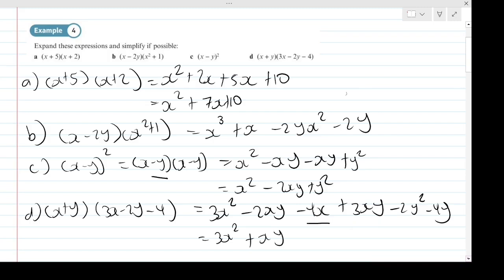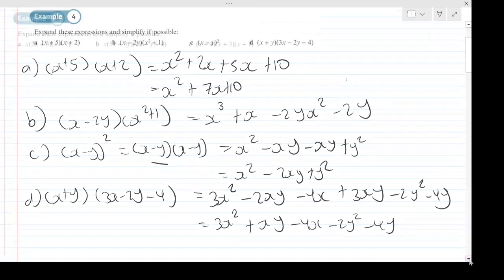And then I have a minus 4x. There's no other just x term, so it's just minus 4x. Can't do anything with that. And then we have a y squared term here. So we have minus 2y squared. Again, that's the only y squared term, so we can't do anything more to simplify it. And then a minus 4y term again, the only y term by itself. And there we are. Cool.